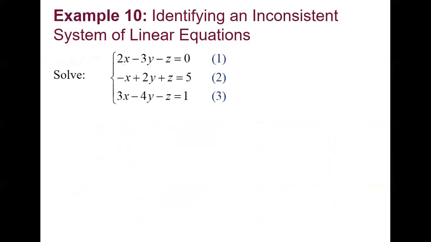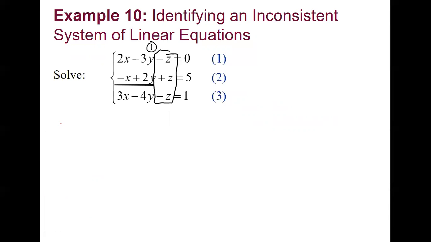All right, so inconsistent. We're going to talk about what an inconsistent system looks like. So we're going to do elimination again. So step 1 is to decide which variable to eliminate. Looking at what we have here, what would be the easiest variable to eliminate? Good job. It would be z. We're attacking the z's.